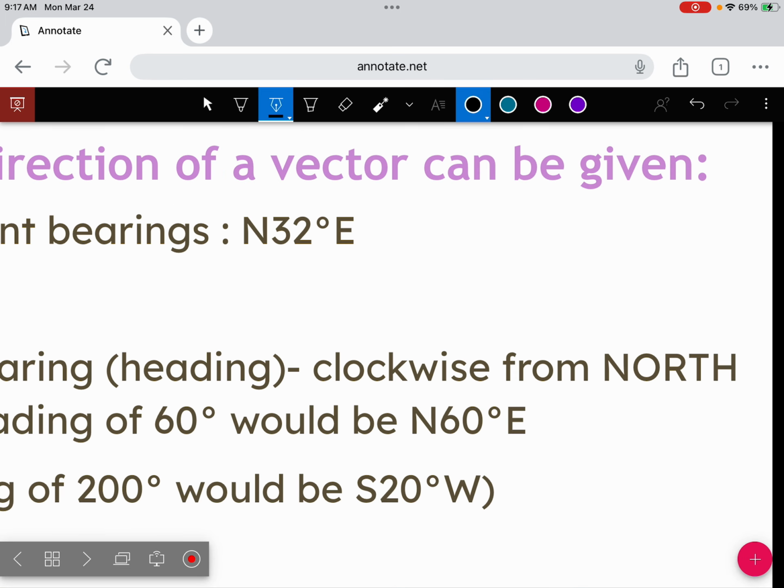All right, so our bearings, quadrant bearings, that would be our never eat soggy waffles. And our north 32 east goes from the north towards the east at a 32-degree angle. So that would be north 32 east, just as a quick reminder on our bearings.